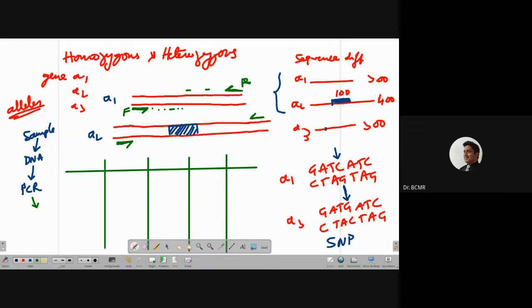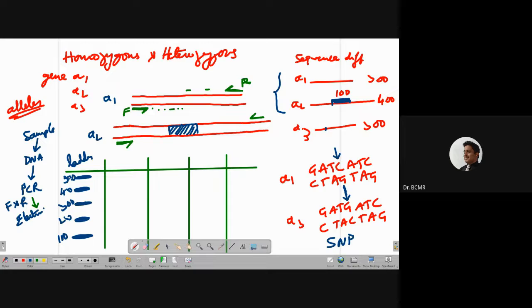Now I'm going to give you the question. This is the ladder, and you have done PCR with F and R, and then you're going to do electrophoresis. Here, there are 3 bands. So this is, say, 100, 200, 300, 400, and 500, the ladder. I hope you remember this from your Molecular Genetics 1.